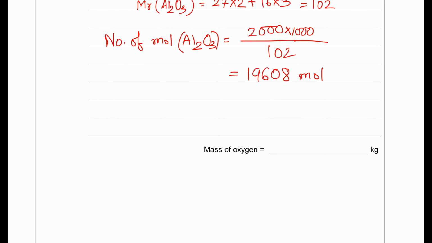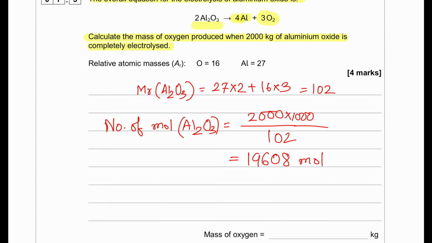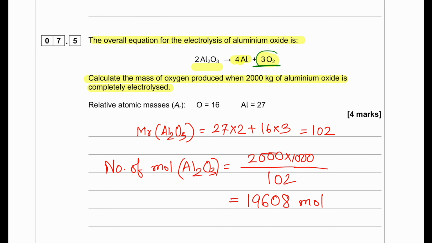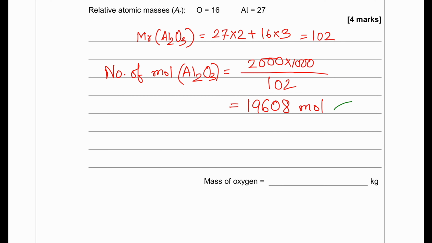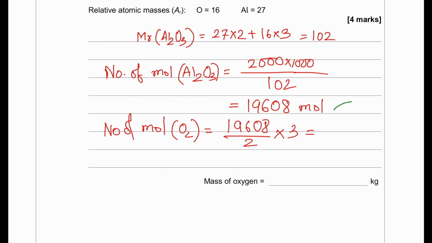Guys, the next step will be to find out how many moles of oxygen are produced from this amount of aluminium oxide. Now you see the stoichiometric ratio is 2:3. That means we will find the number of moles of O2. Number of moles of O2 will be 19608 divided by 2 multiplied by 3, which gives us 29412 moles of O2.